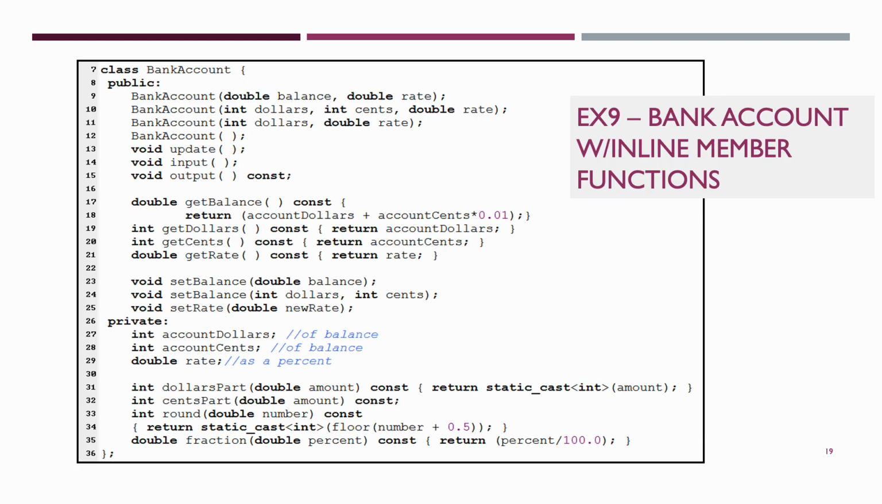So let's go through this example where we have getBalance, which, as I said before, is a getter. Short functions of this kind are suitable for inline. This function returns the total balance by adding the dollar and cent components, and then getDollars, getCents, getRate, and then inline helper functions, which are dollarsPart, centsPart, fraction, setBalance and setRate. So these getter and setter functions are basically inline functions.